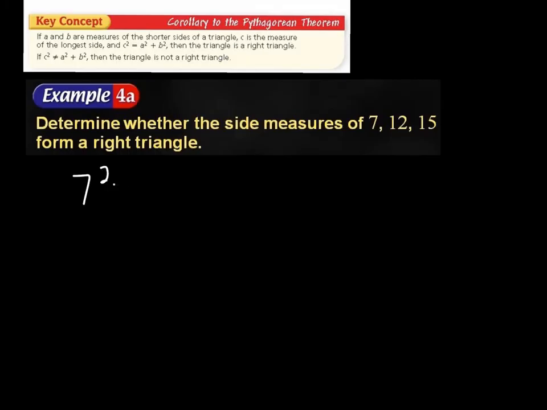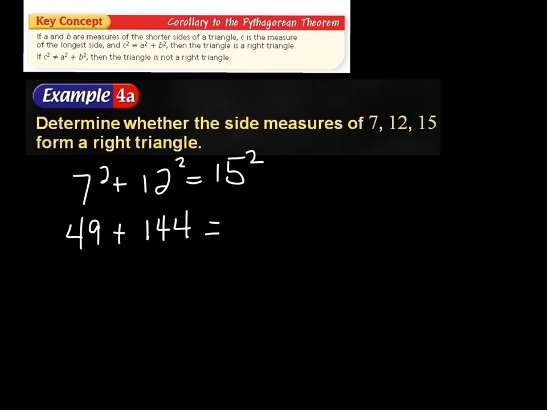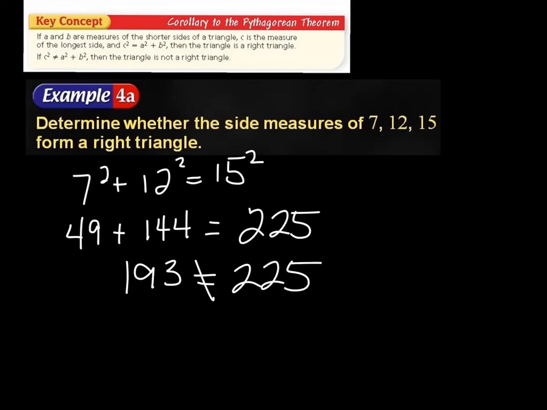Does 7 squared plus 12 squared equal 15 squared? 49 plus 144, does it equal 225? That would be a no. So, not a right triangle.